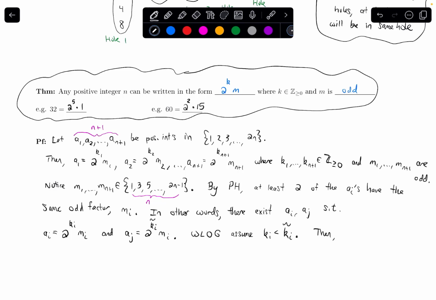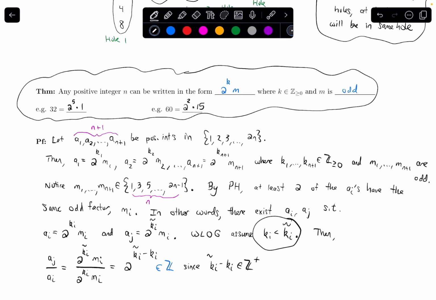Then we can divide the bigger one and do a_j divided by a_i. That'll be equal to 2 to the k_i tilde times m_i over 2 to the k_i times m_i. Now the m_i's will cancel, and I'll get 2 to the k_i tilde minus k_i. And this is an integer, since the exponent k_i tilde minus k_i is a positive integer. This is a positive integer because we assumed k_i tilde was bigger than k_i.